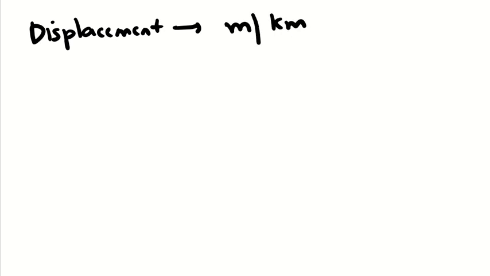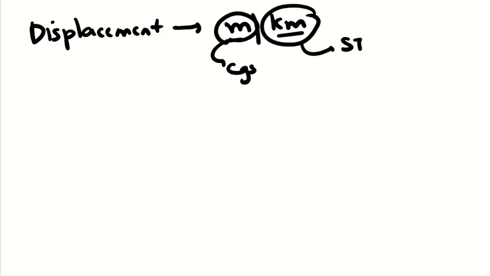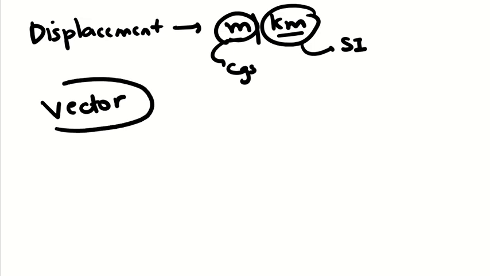Now, the unit of displacement is the same as that of distance, which is meter and kilometer, with the meter being the SI unit. But as I've mentioned earlier, it depends upon which direction the object is moving, the position of the object. So we can very clearly say that displacement is a vector quantity. It depends upon the direction taken.